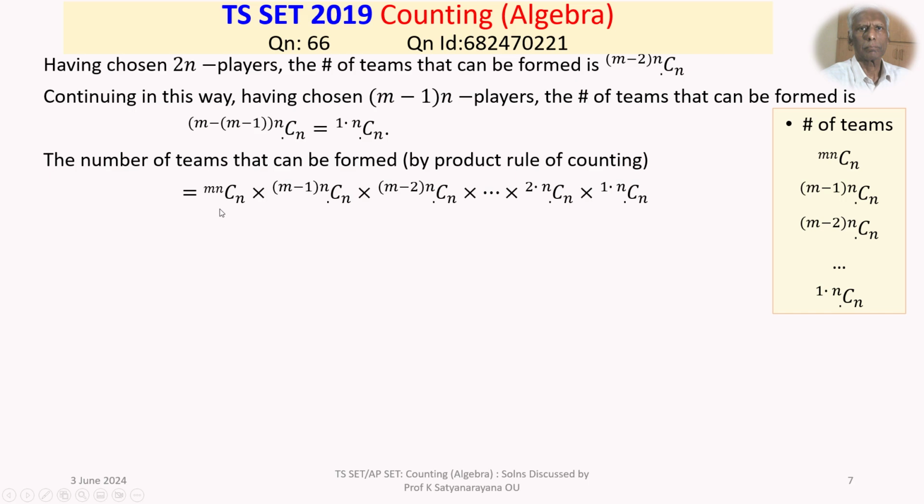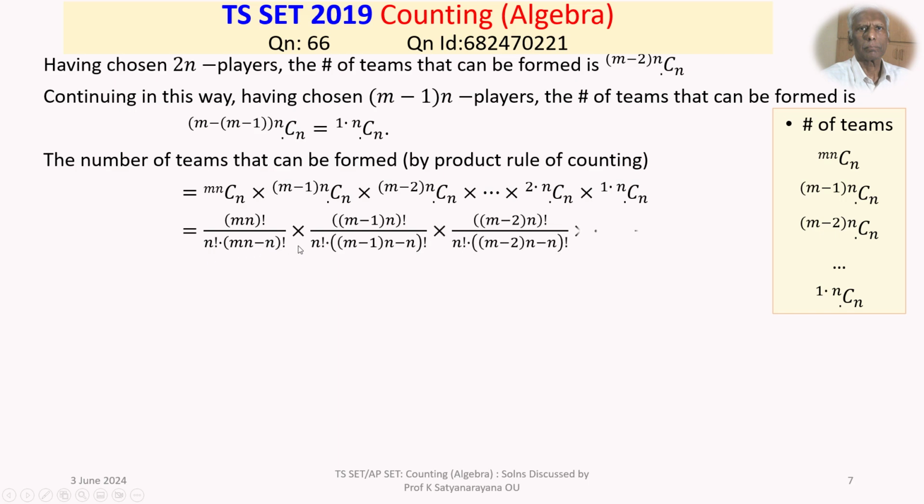Now write down the meaning of nCr. What is the meaning of nCr? nCr is equal to n factorial by r factorial into n minus r factorial. So mn C n will be equal to mn factorial by n factorial into mn minus n factorial. And what will be m minus 1 times n C n? It is m minus 1 times n factorial by n factorial into m minus 1 times n minus n factorial. Like that you go on doing it and you will get this one.